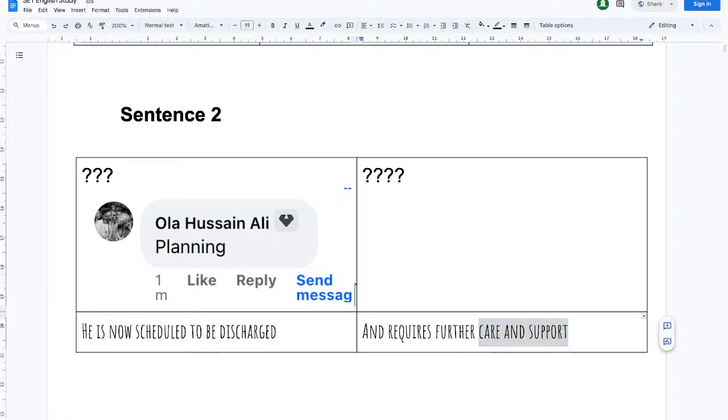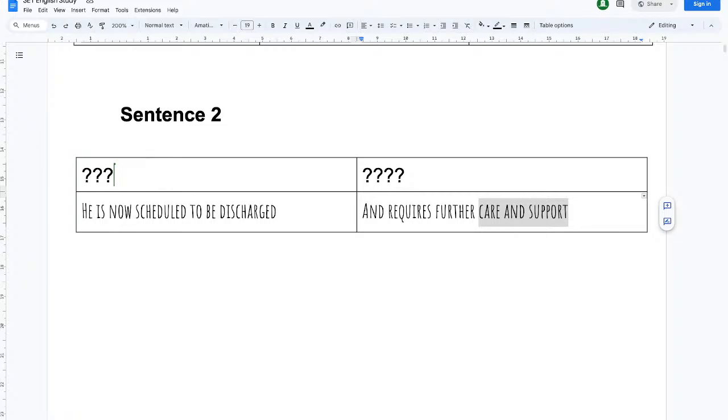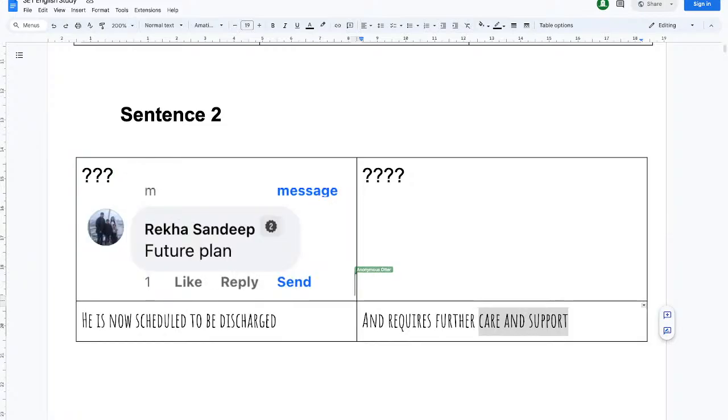Someone else is saying something as well. I think we have something from Rika. Rika's saying here, well, this is a future plan. Yeah, that's a good answer, Rika. I do like that. It is a kind of future plan. Can we be a bit more specific, though? That would be really helpful to me if you could be a bit more specific. Okay.